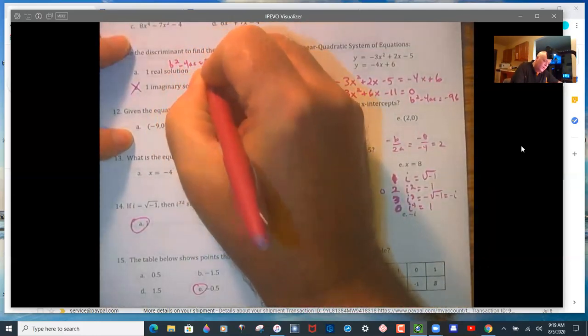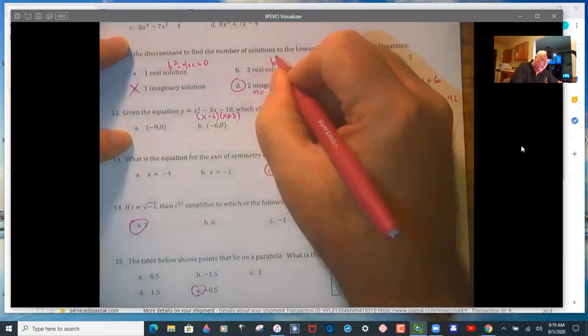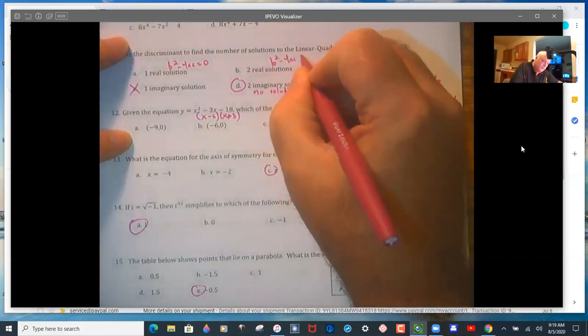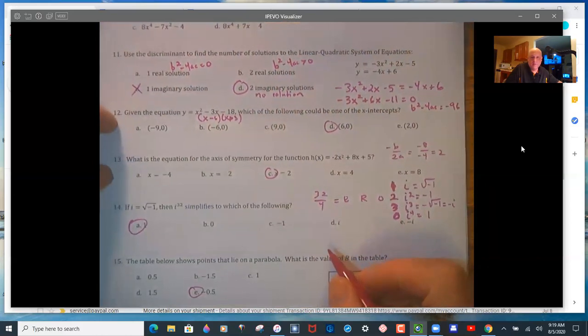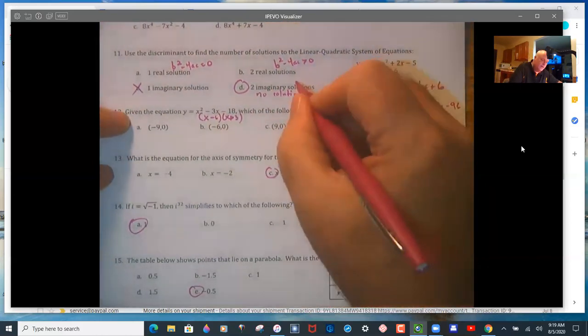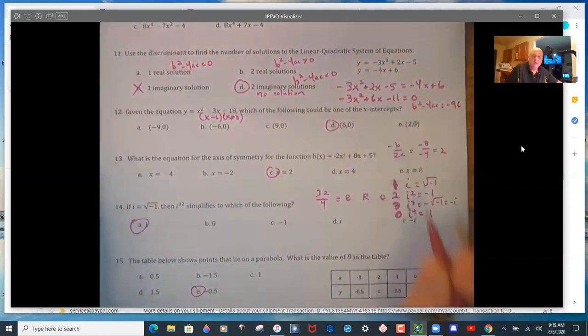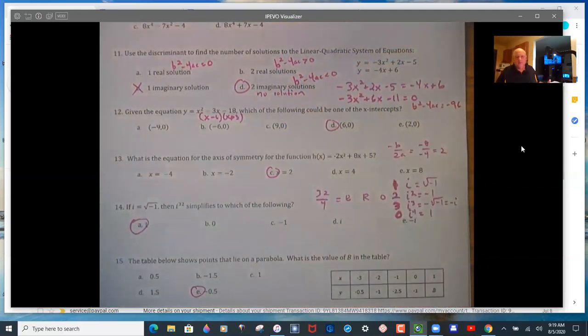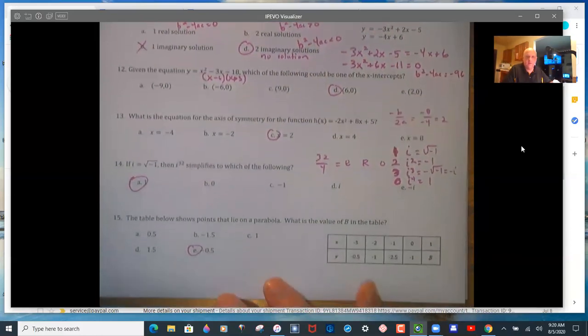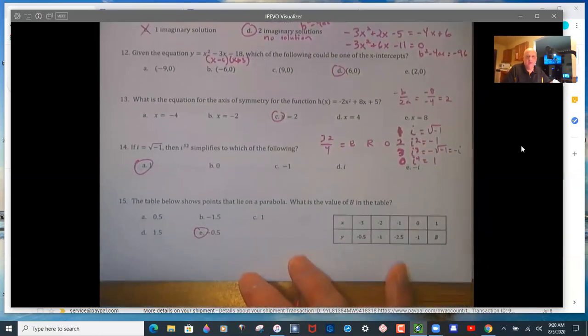If b squared minus 4ac is 0, there's one real solution. If it's greater than 0, there's two real solutions. If it's less than 0, there are no real solutions. And then there's the whole idea of a perfect square, which will lead to factoring, and so on and so forth. Which of the following could be one of the x-intercepts?